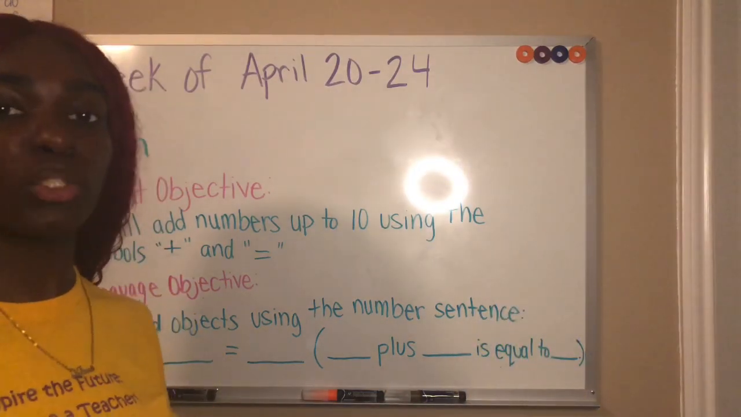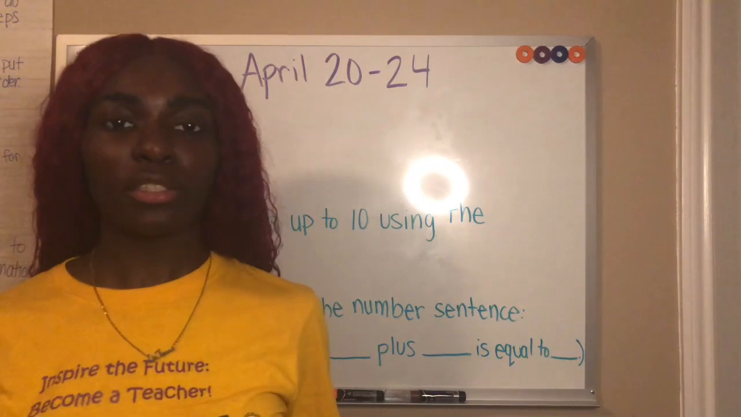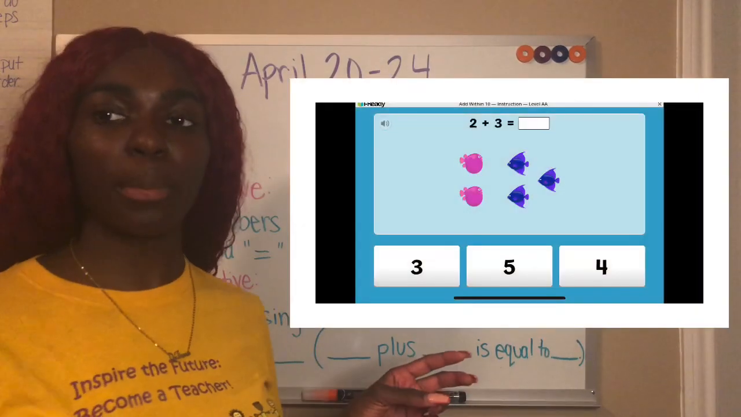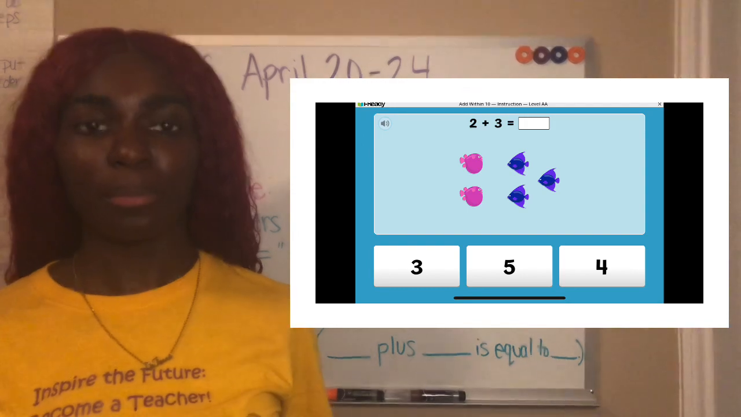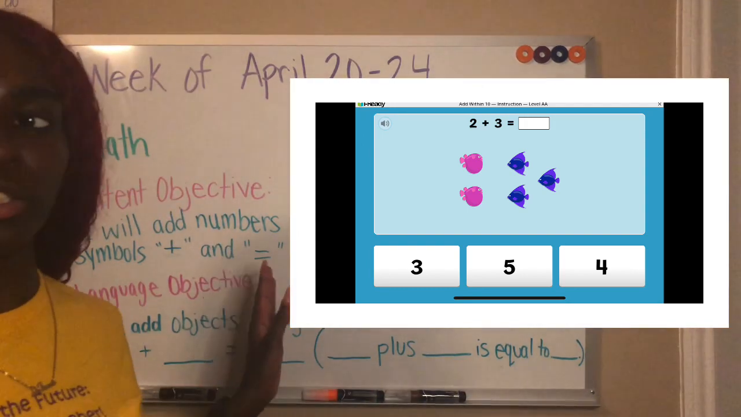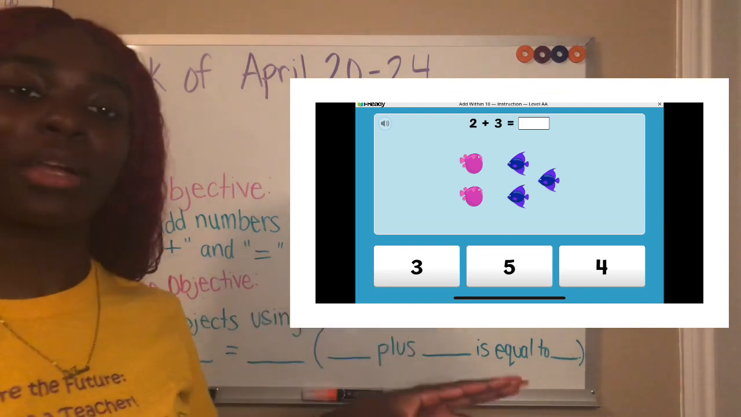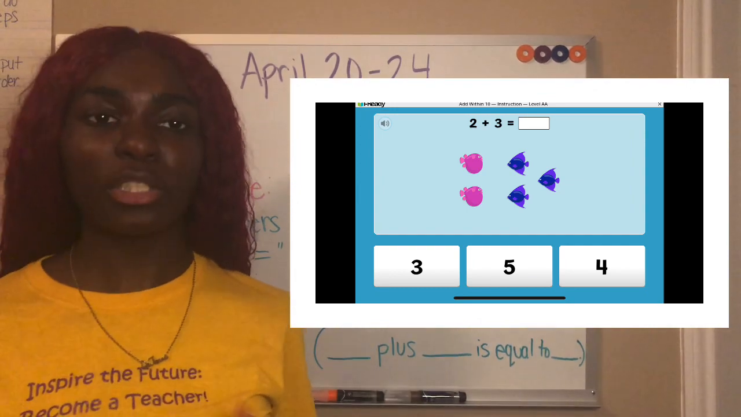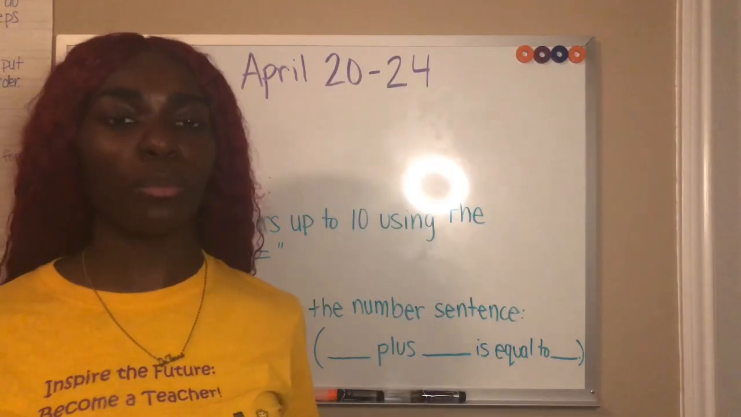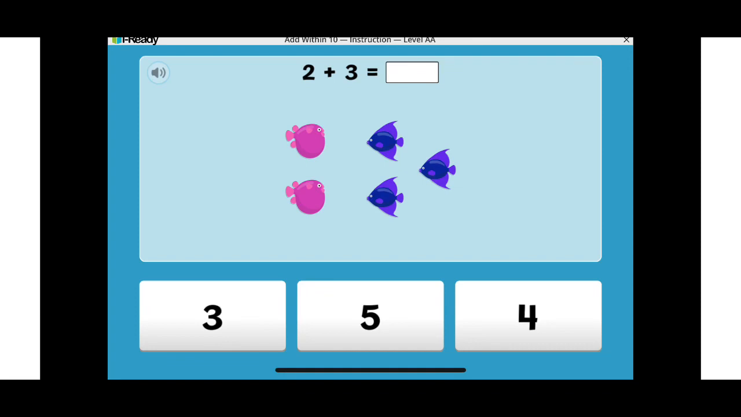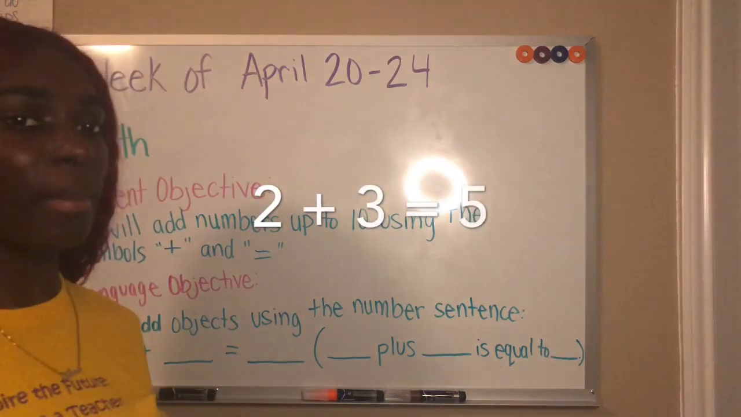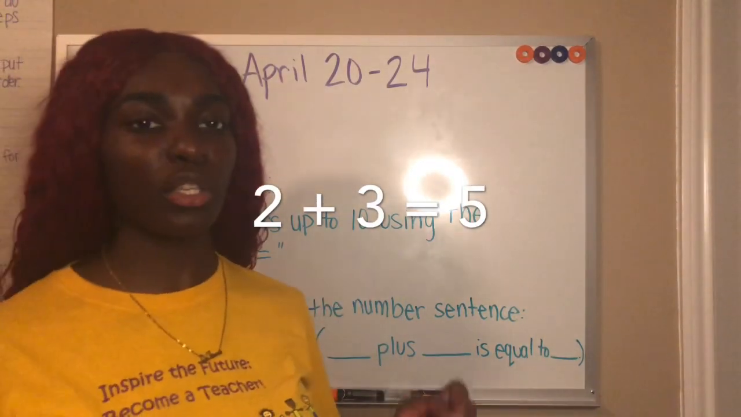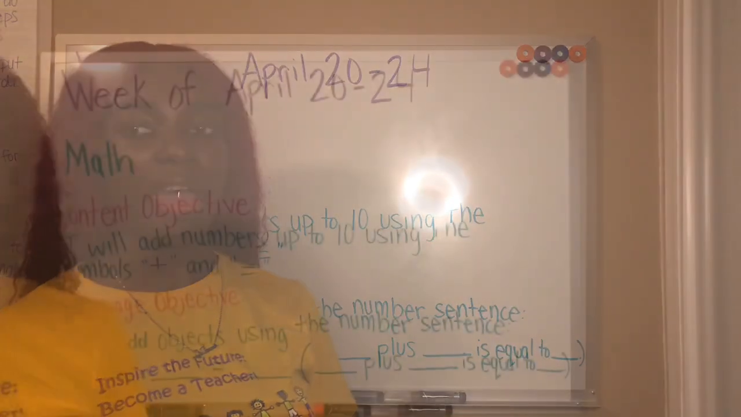Now we're going to get into adding with pictures. First we're going to talk about the problem 2 plus 3. There should be 2 fish. And then 3 more came along. So if we count all the fish, we should have how many in all? Count with me. 1, 2, 3, 4, 5. Therefore, our problem is 2 plus 3 is equal to 5.